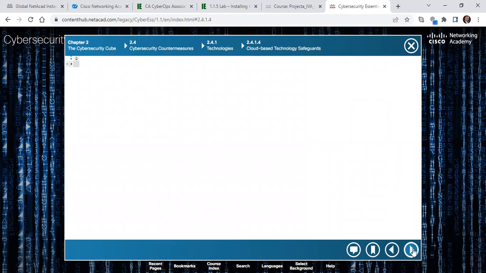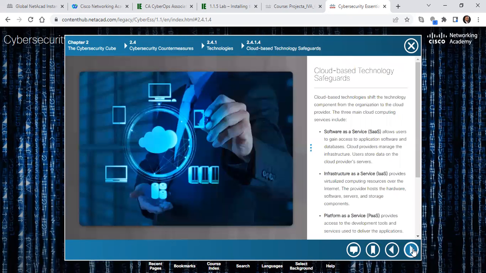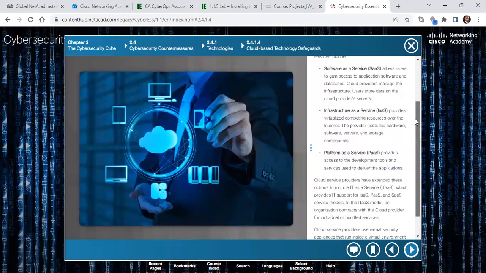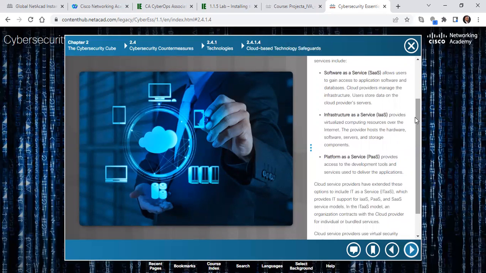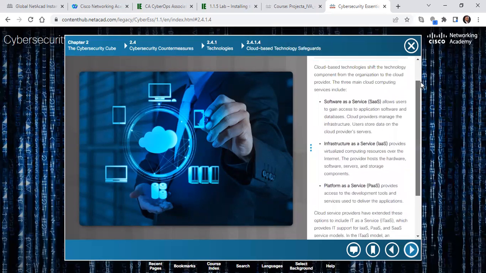Then we have what we call cloud-based technology safeguards. We've talked about the hardware, we've talked about the network, and now we're talking about cloud-based technology. Cloud-based technology shifts the technology component from the organization to the cloud provider. So the three main cloud computing services that we have are SaaS, IaaS, and PaaS.